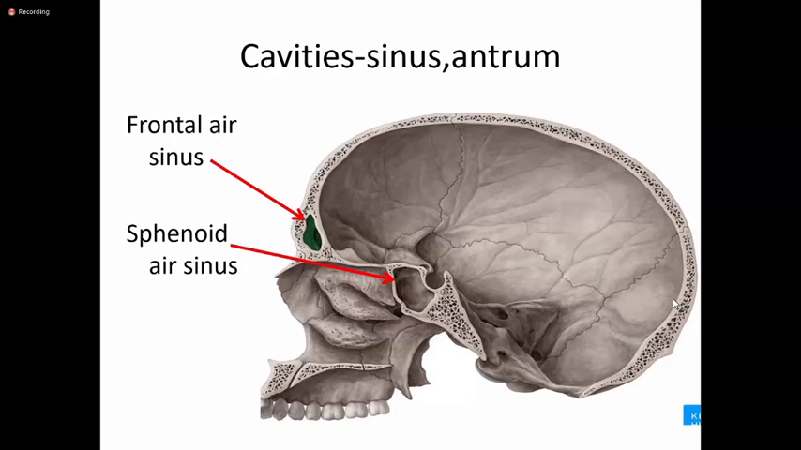These mastoid air cells make the skull bone lighter. This is the mastoid antrum filled with the mastoid air cells.